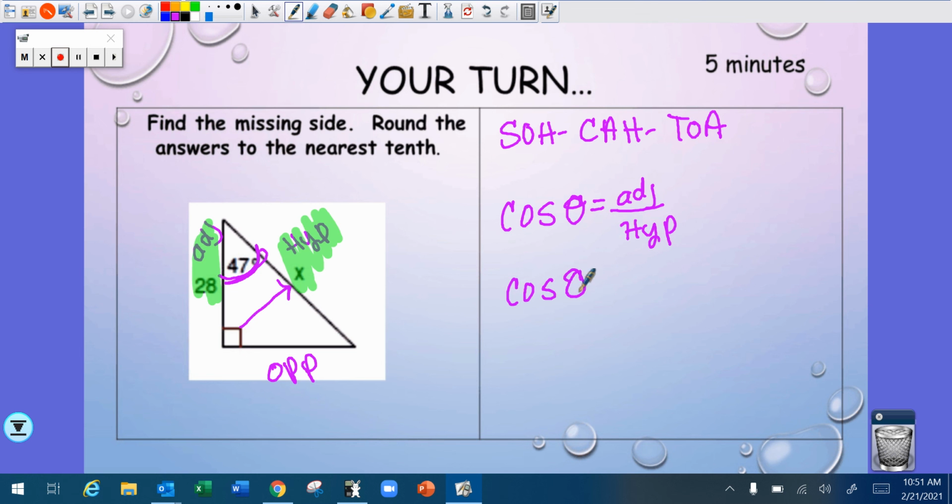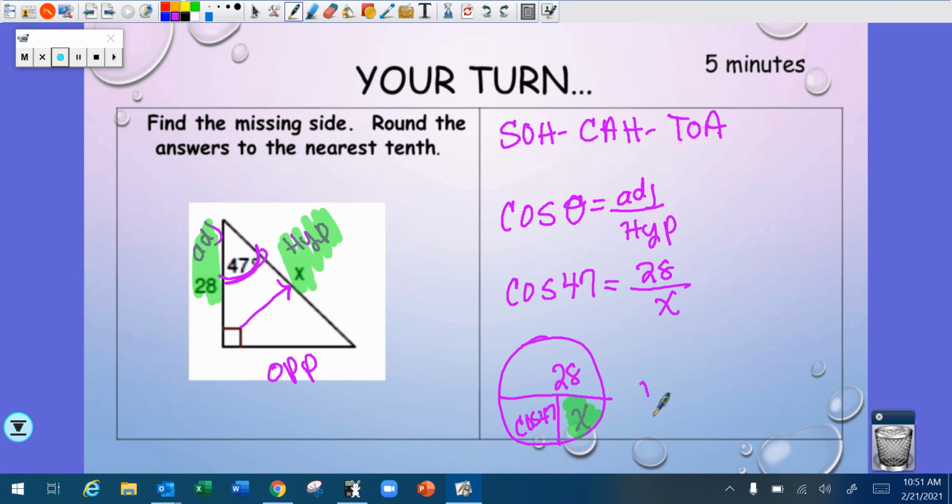So I get cosine of 47 equals adjacent 28 over hypotenuse. Then I want to draw my circle. Cosine 47 equals 28 over x. And then you can take your pencil and say you're trying to solve for x. So you would say x equals, and write exactly what you see: 28 over cosine of 47. Go to decimals.